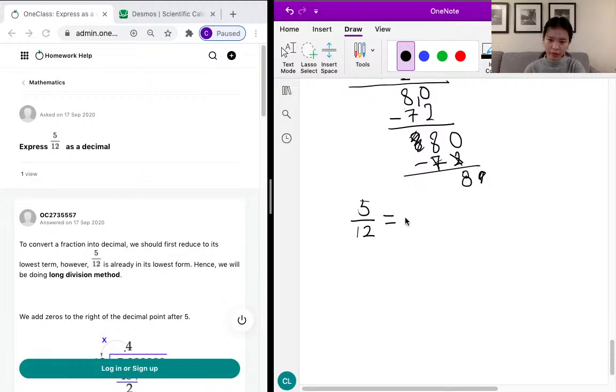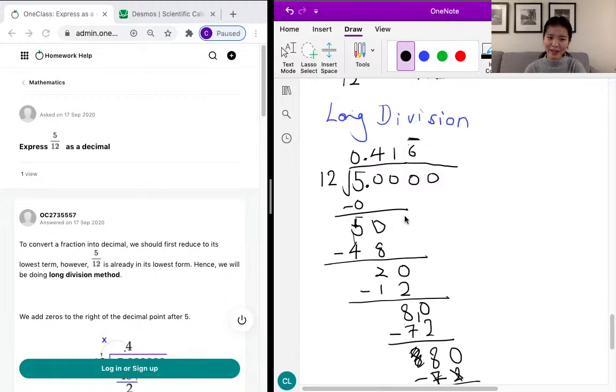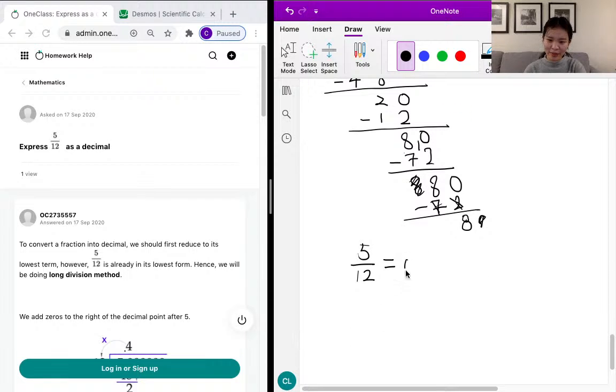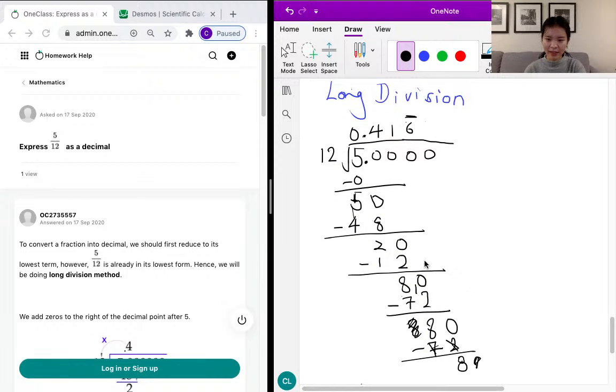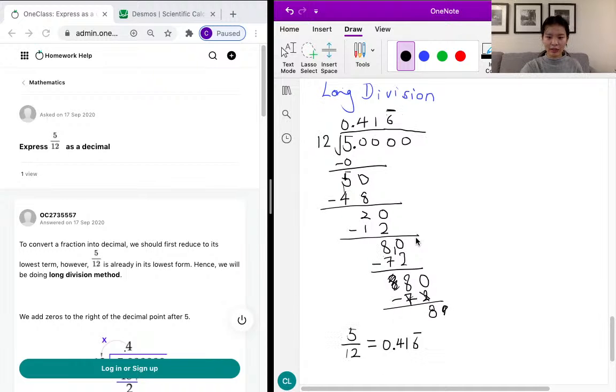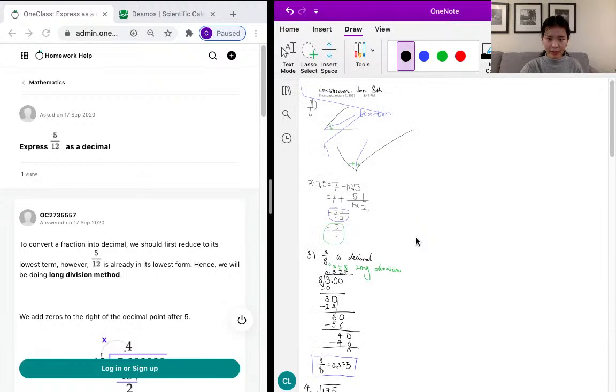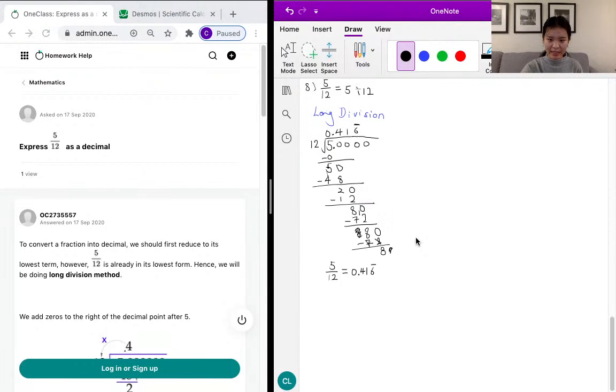So over here, the fraction 5 over 12 is equal to the decimal 0.416, where the 6 repeats infinitely or indefinitely. Okay, so this is our solution for this problem. Let's look at the sample solution they provided.